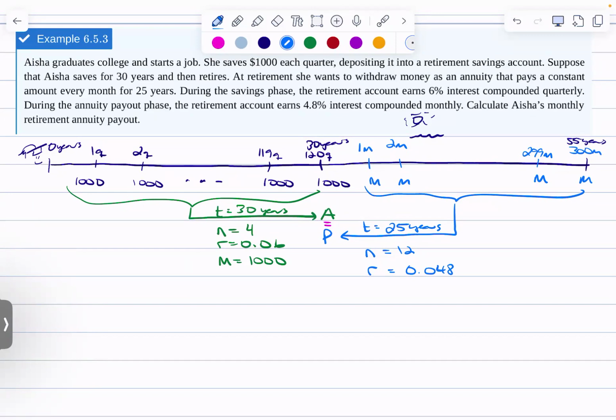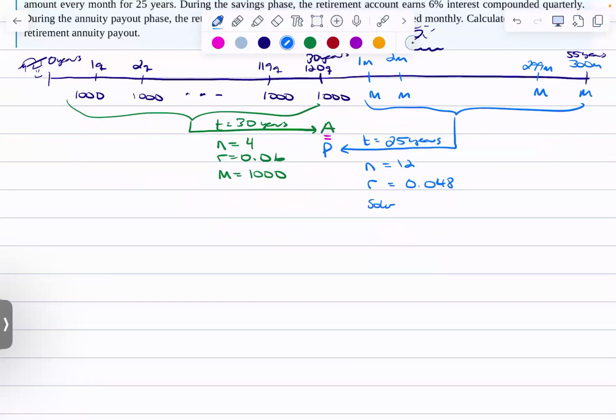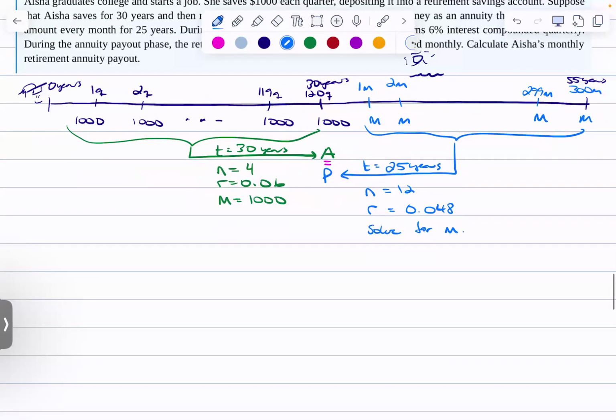So step 1, find A. And then we have a jumping off point for P, and then we can solve for M. I'll write a note, solve for M. Okay.